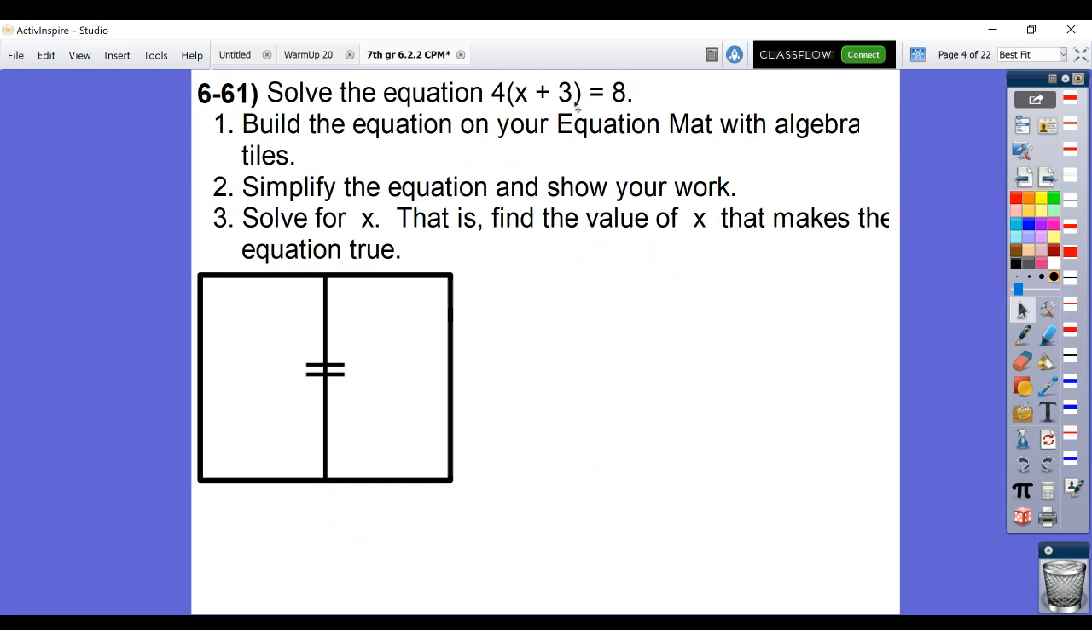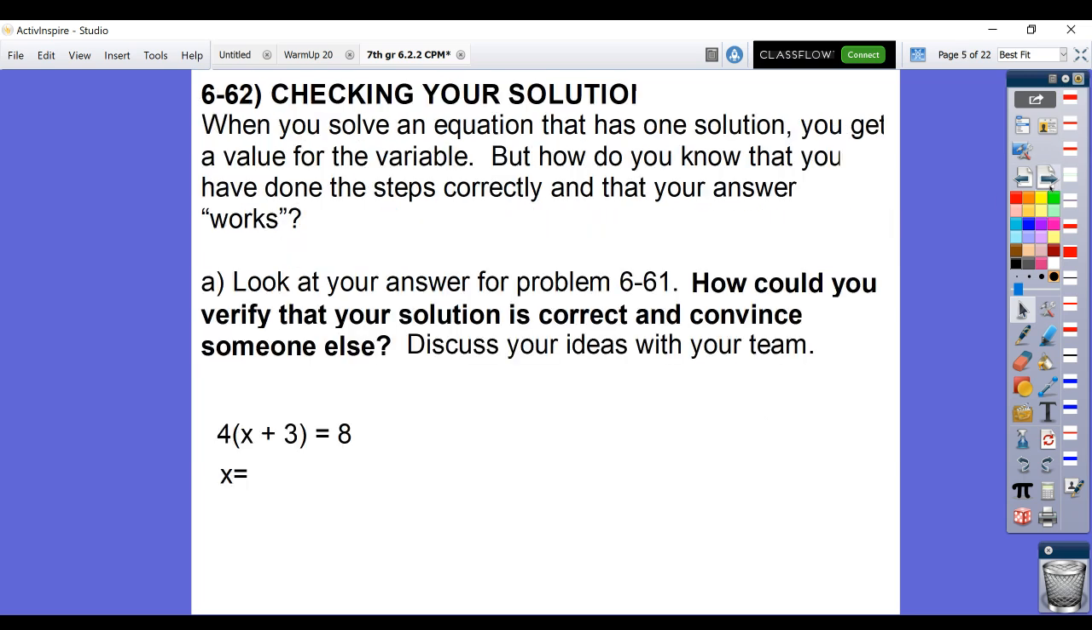Right? You're going to do the same concept for 661. You have 4 groups of x plus 3 equal to 8. You're going to build it on your equation mat. Go ahead and solve it and show your steps, and then also check your equation, check your answer.